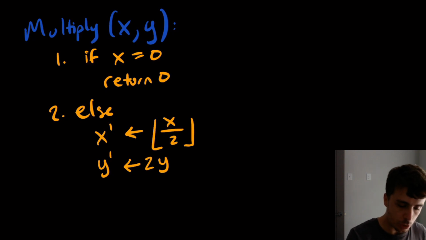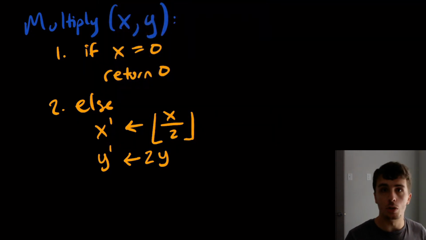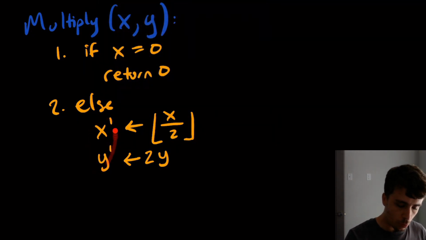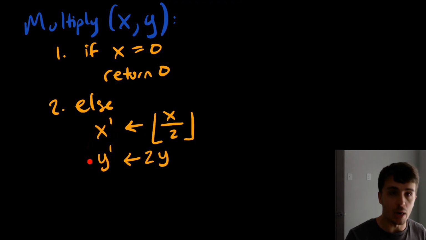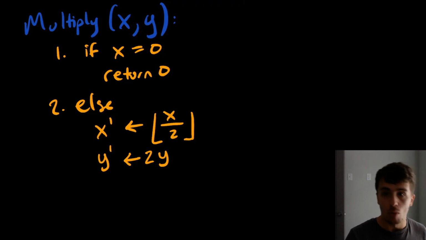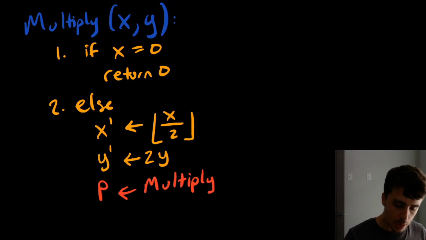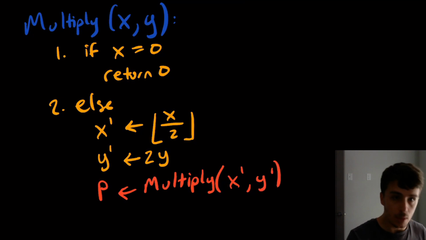And what I'm going to do here is appeal to the function to make sure that x prime times y prime is computed correctly. So I'm going to call the product p, and I'm going to call the exact same function, multiply, with x prime and y prime. Okay, why does this work? Well, there's more stuff after this, but why is this a good idea?